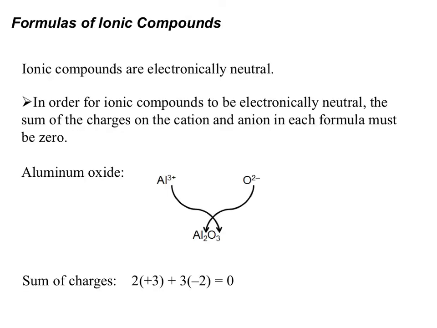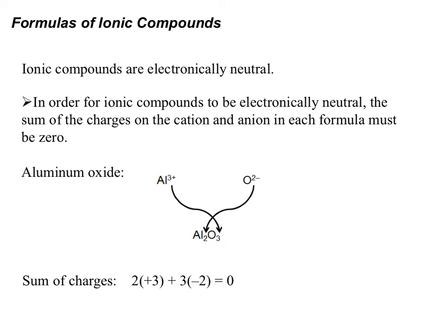Formulas of ionic compounds. Ionic compounds are electronically neutral. In order for ionic compounds to be electronically neutral, the sum of the charges on the cation and anion in each formula must be 0. So for example, aluminum oxide. Aluminum has a charge of 3 plus, and oxygen has a charge of 2 minus. Therefore, you need 2 aluminums to give you 6 plus, and 3 oxygens, 6 minus, to cancel out. So our ionic formula is Al2O3.